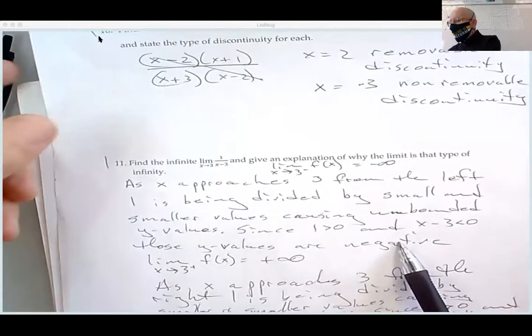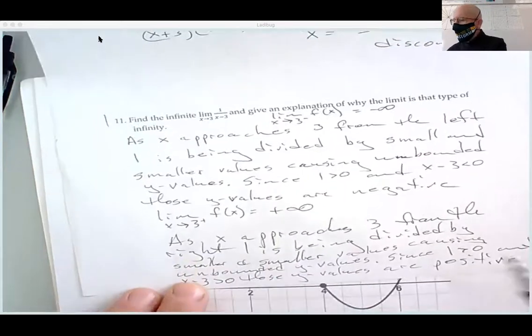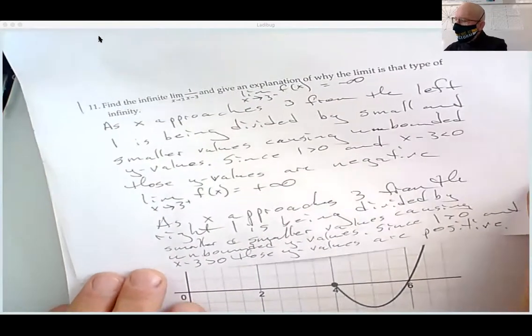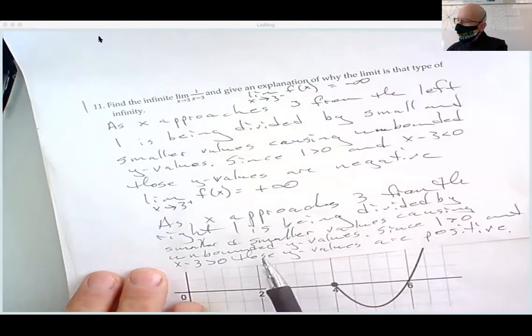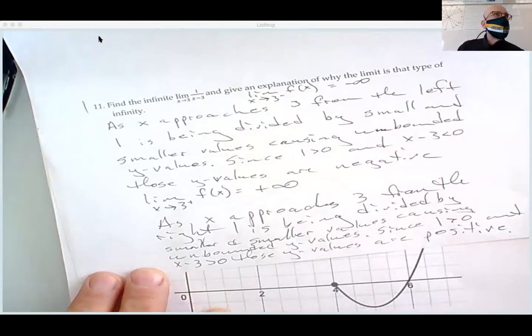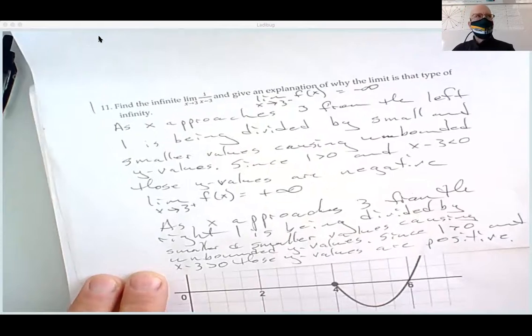And I said, okay, now I'm approaching from the right, that heads to positive infinity. And then I basically said the same thing. As x approaches 3 from the right, 1 is being divided by smaller values, causing unbounded y values. Since 1 is positive and x minus 3 is positive, those y values are positive. Boom, I'm done. So I try to take a look: did you tell me that it was unbounded or increasing? And they explain why it's negative and why it's positive. And that's what I was looking for when I broke down the points.